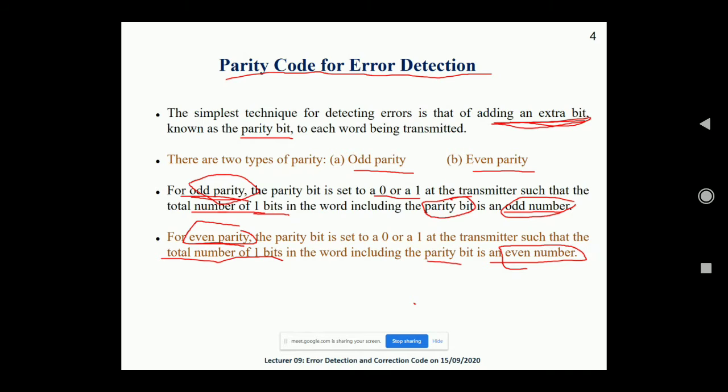Okay? So you know what a parity bit is and how many types there are. There are two types of parity: one is called odd parity, and one is called even parity. What is even parity? It means the number of ones is even when we combine the information bit with the parity bit. And when the number of ones is odd when we include the message bit with the parity bit, that particular code word is called odd parity.